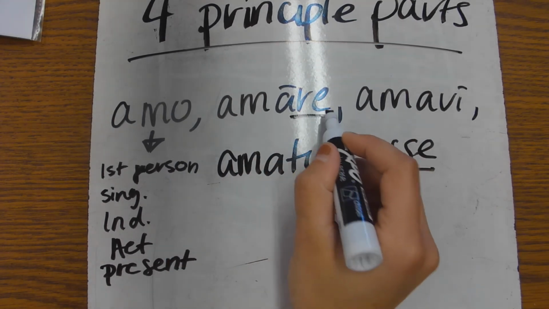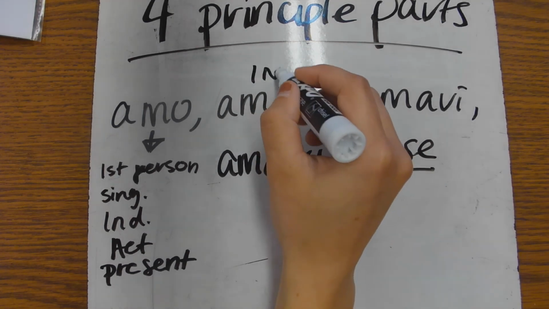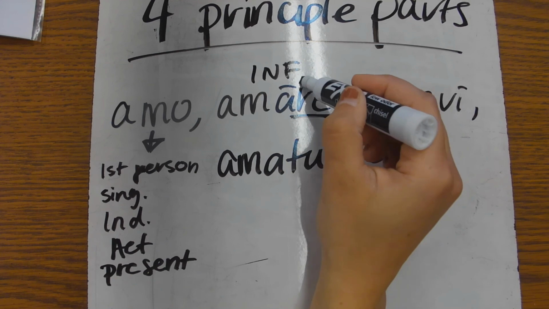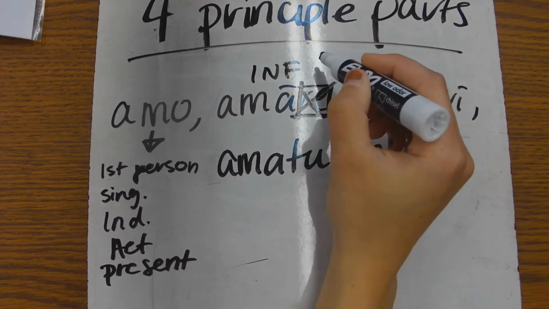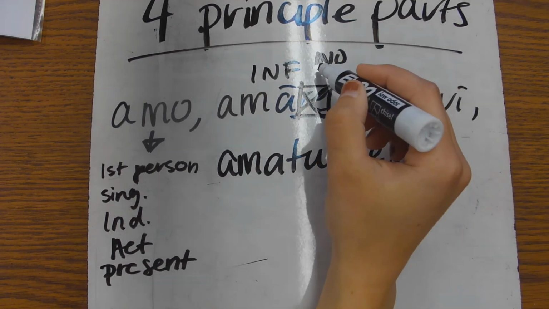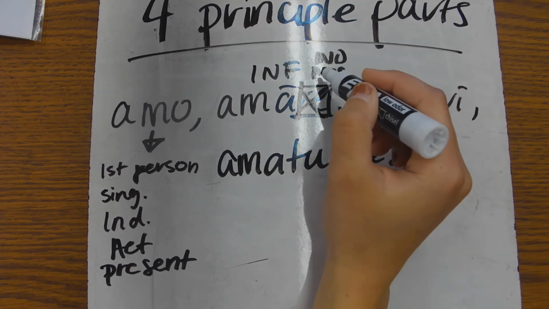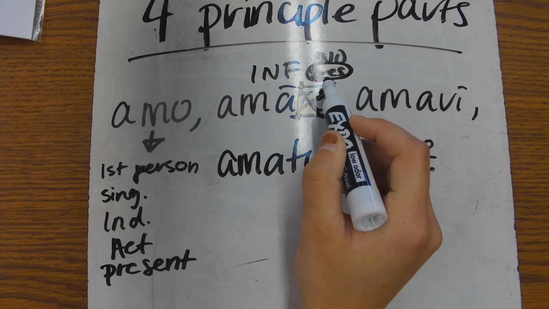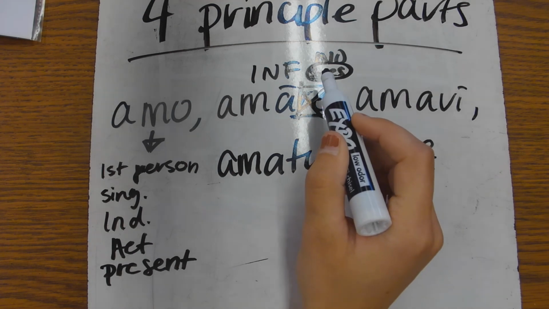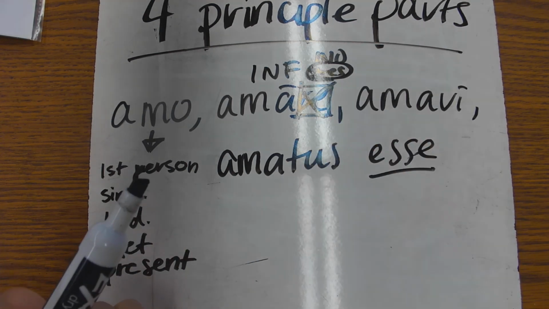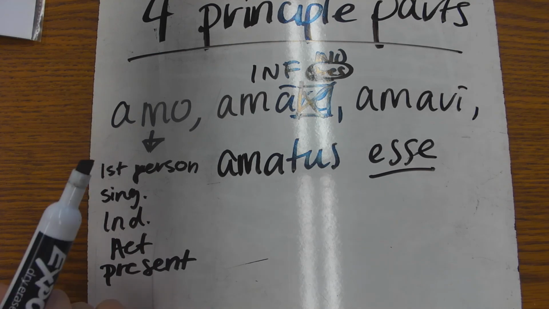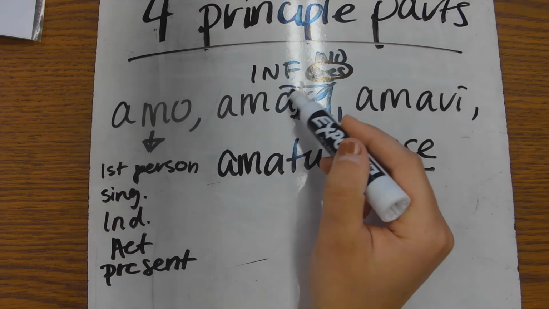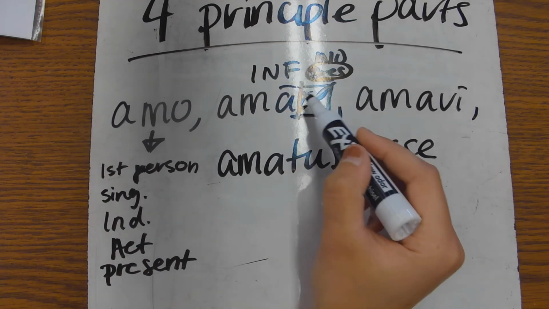Amare, we have that re ending. It's the infinitive. You use this to form the indicative, present. Basically, you use it to form all of the present tenses or from the present system. So the present, the imperfect, the future, also all of the active and passive of this, you use this one right here.